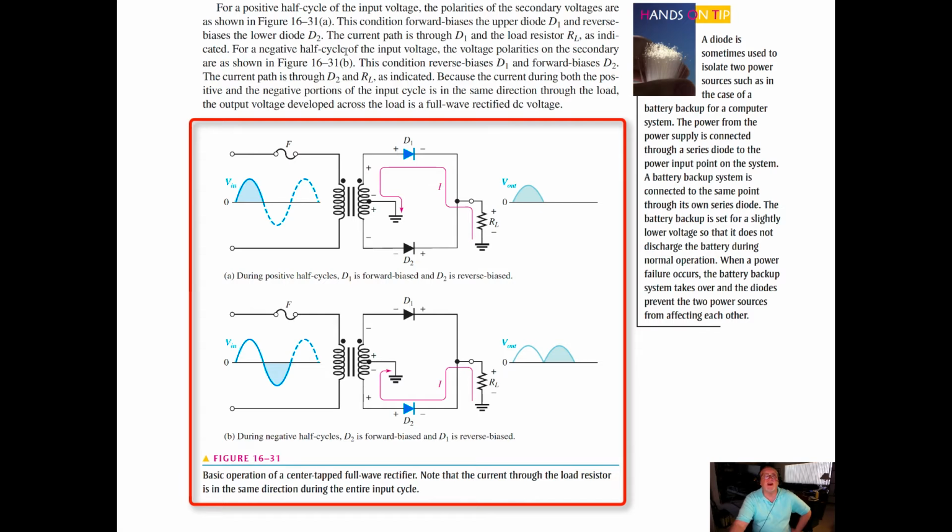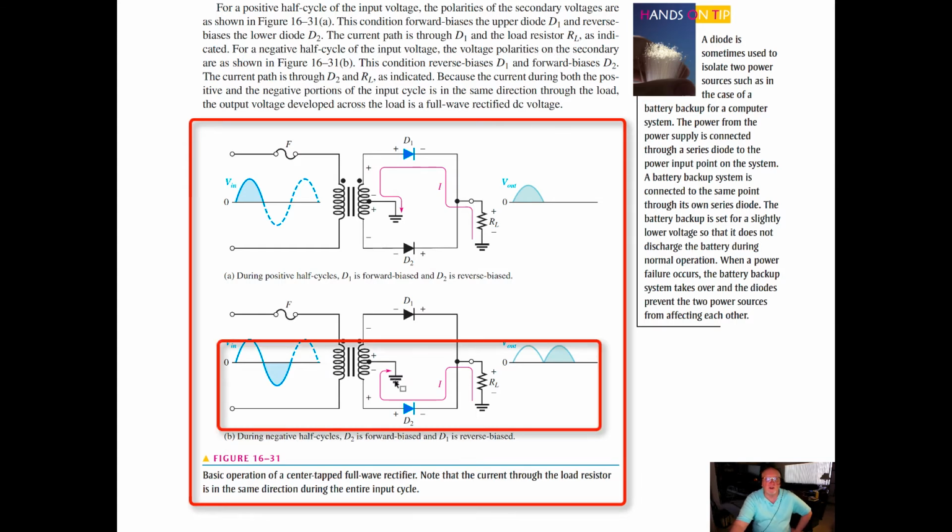For the negative half cycle of the input voltage, the voltage polarities on the secondary are as shown. We look down here at drawing B, schematic B. Now we've got D1 in reverse bias, shut off, and D2 in conduction. So this condition reverse biases D1 and forward biases D2. The current path is then through D2 and RL during the negative half cycle.